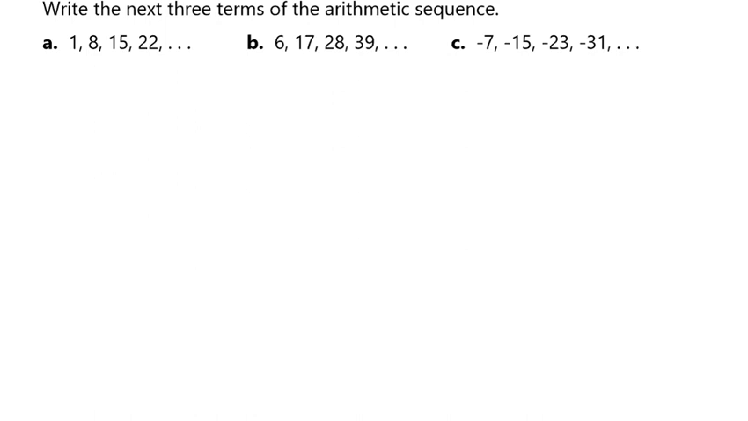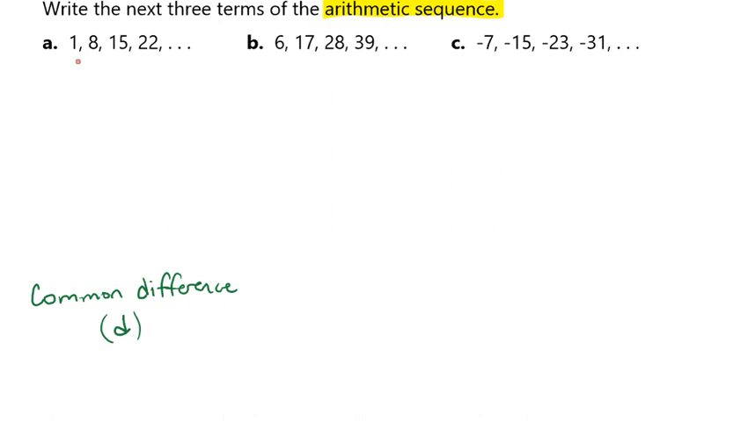So here we're going to write the next 3 terms of the arithmetic sequence. So we know that they're already arithmetic. So in order to know what to write next, we need to find our common difference, right? I'm going to call that the letter D, our common difference.